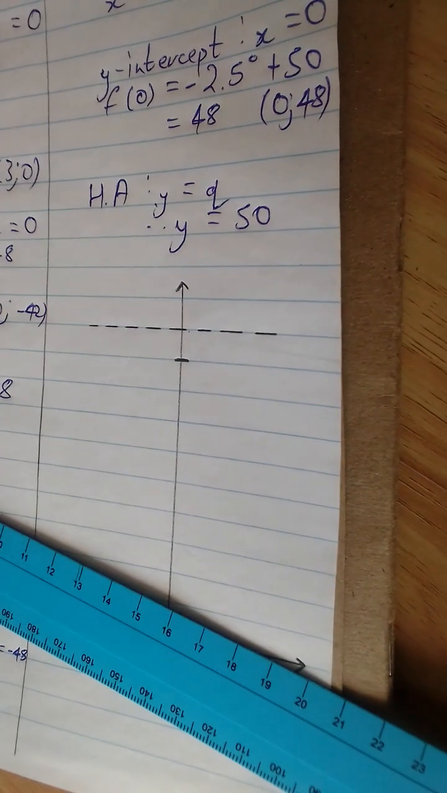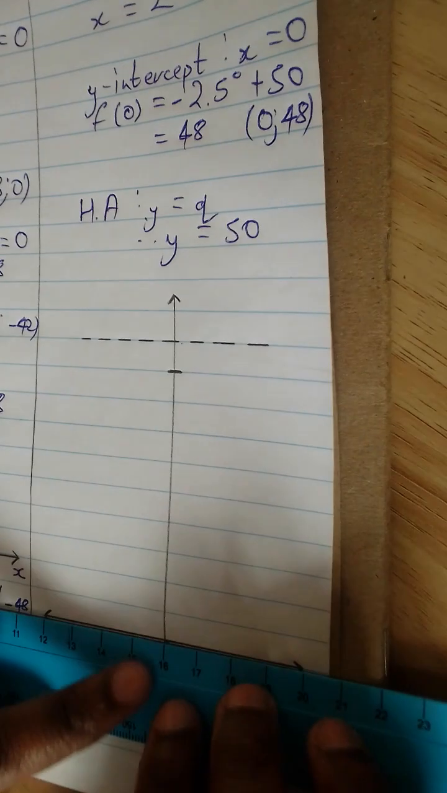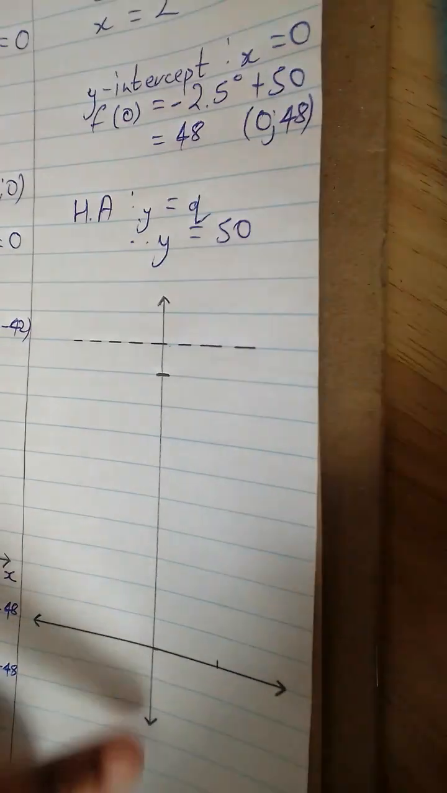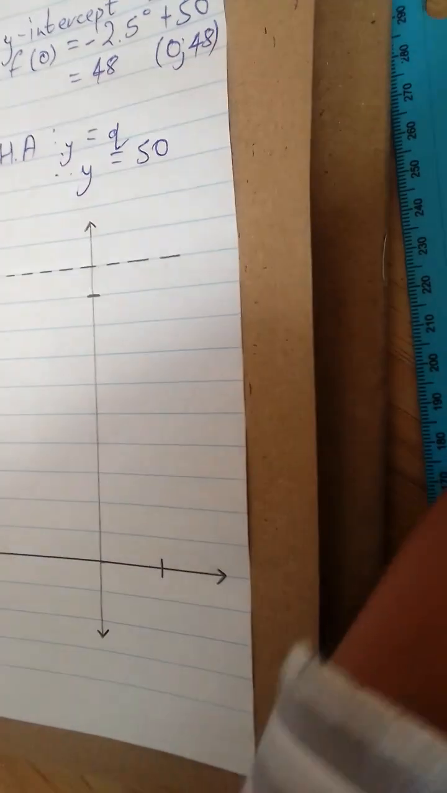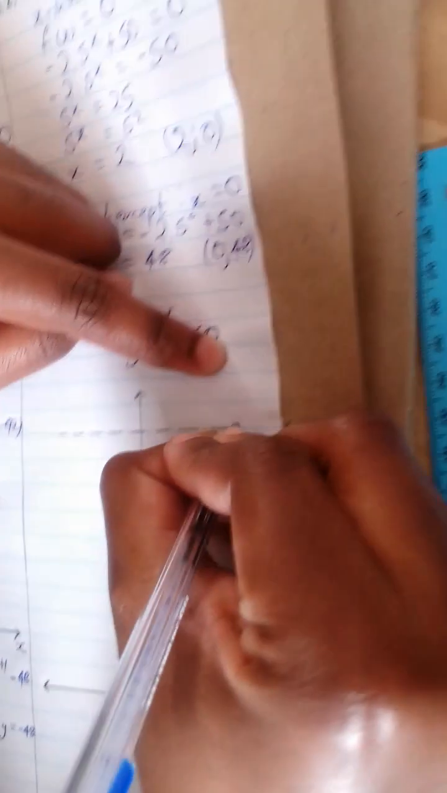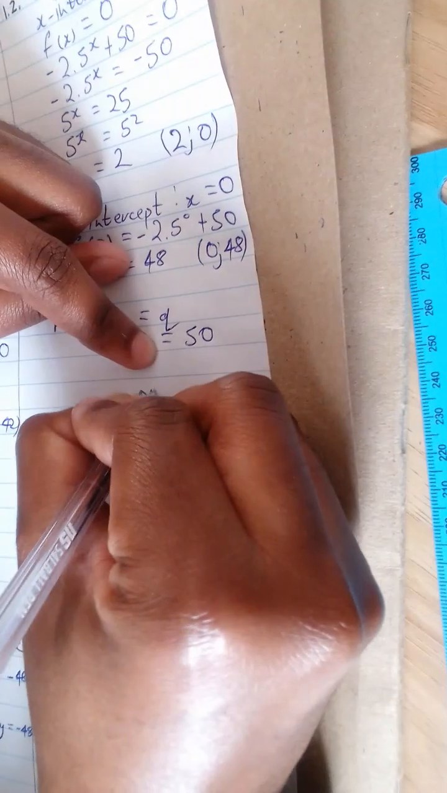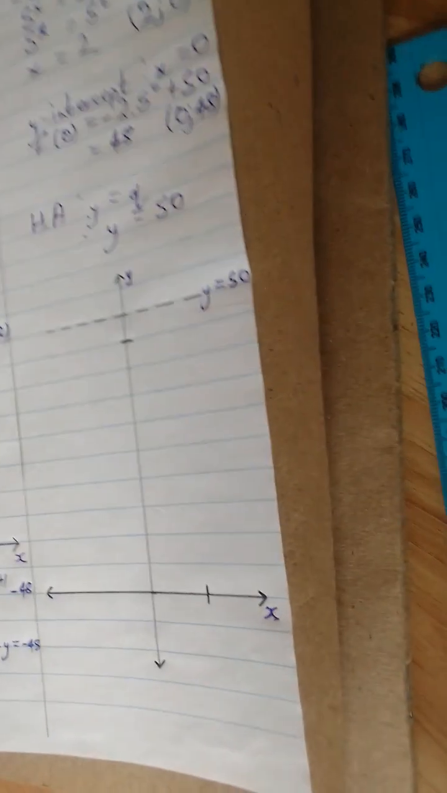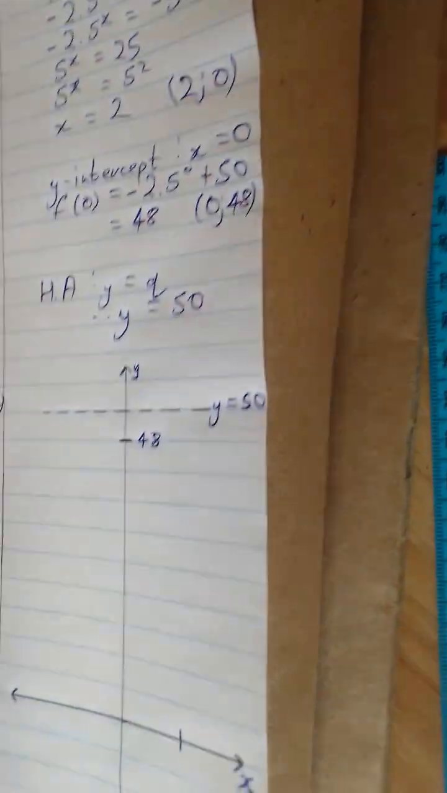That's 48, and then true. Let's just put it here. Labeled asymptote, y is 50. Y-axis, x-axis. So it cuts the y-axis at 48. Cuts the x-axis at 2.